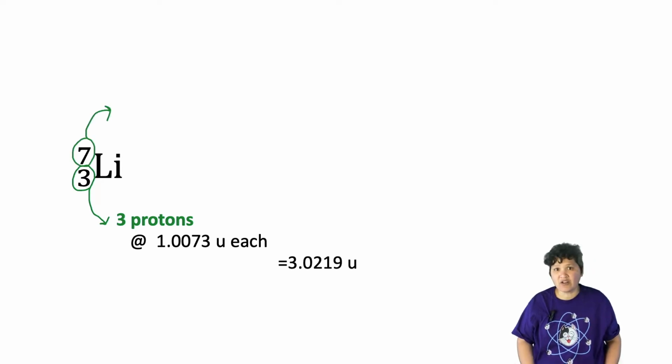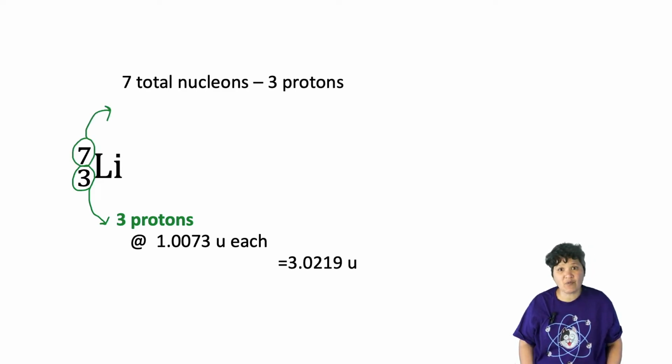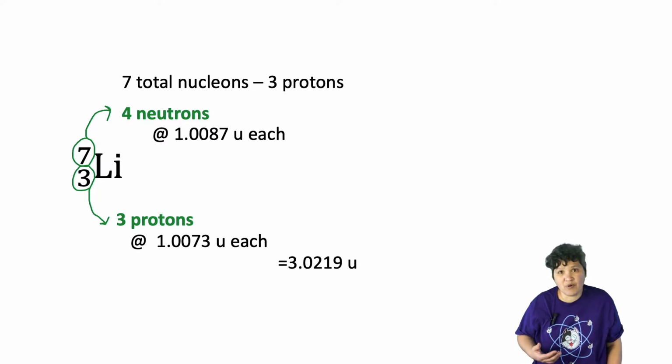This 7 here is the mass number, which tells us that we have 7 total nucleons, which means protons and neutrons. If we subtract 3 to account for the protons we already know about, we calculate that we have 4 neutrons. Again, each of these has mass, about 1.0087 unified atomic mass units apiece. So that gives us 4.0348 U of neutron mass.